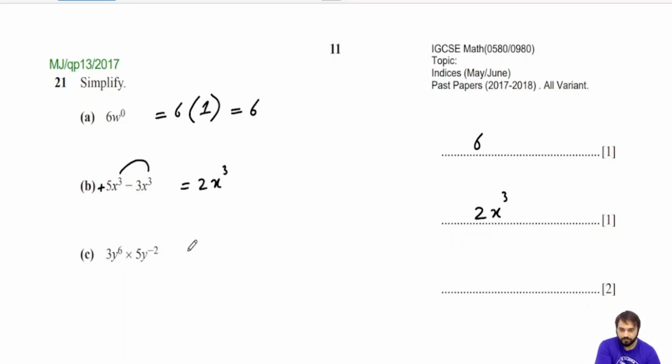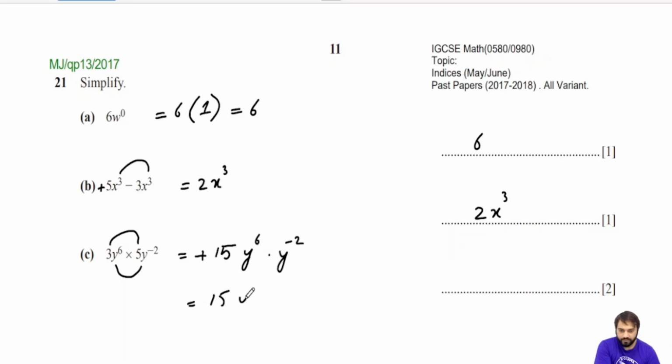Here we are multiplying, and you know how to multiply. Sign multiplied by sign. The sign of this term is positive and also this term is positive. Then coefficient into coefficient, and then variable into variable. And on variables, we apply the indices rule. Plus into plus makes plus. 3 into 5, 15. And y raised to power 6 into y raised to power minus 2.